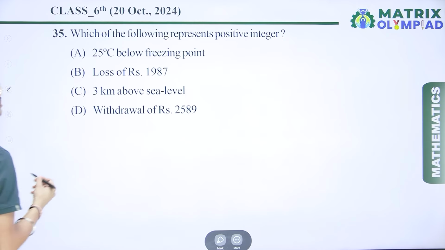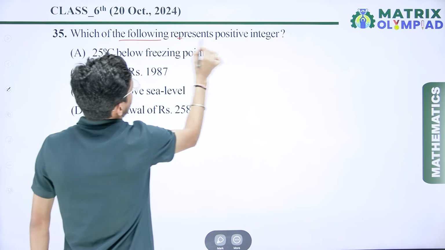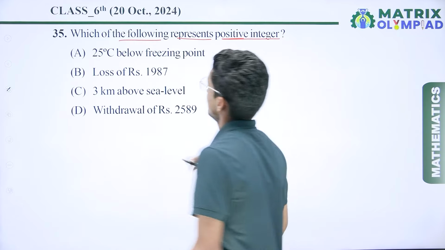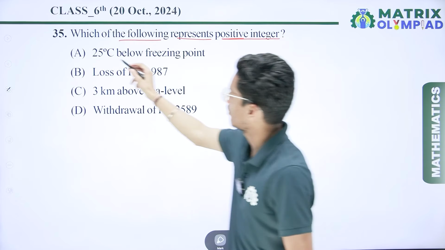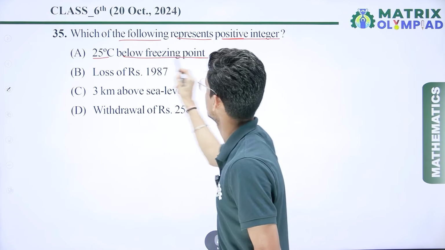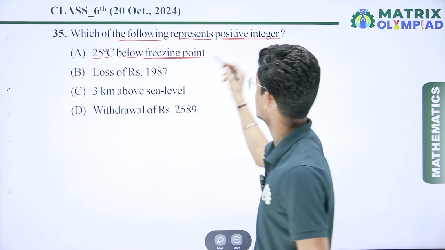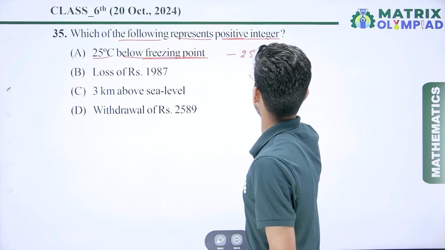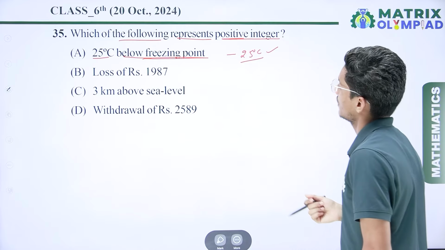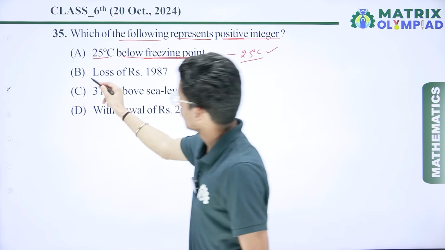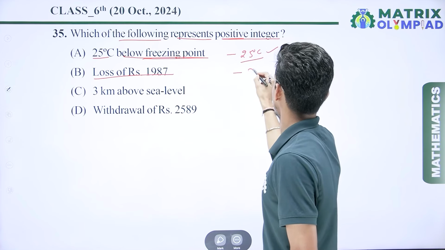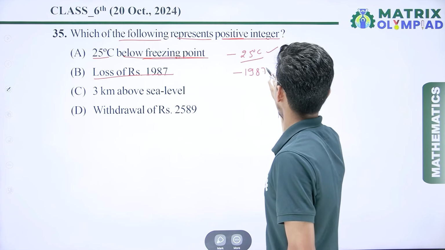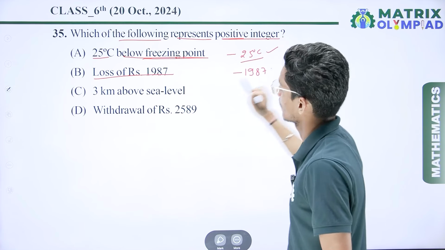So now if I talk about the next question, which of the following represents the positive integer? So here we have to find which one represents the positive integer. So if I talk about A, 25 degree below the freezing point. Below the freezing point, it means minus 25 degree centigrade. It means it shows the negative integers. Loss of rupees 1987. So I can write here loss of rupees 1987. Again this is a negative integer.